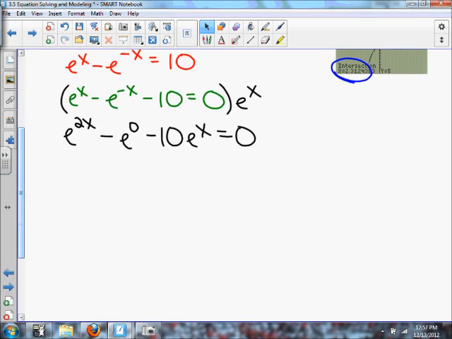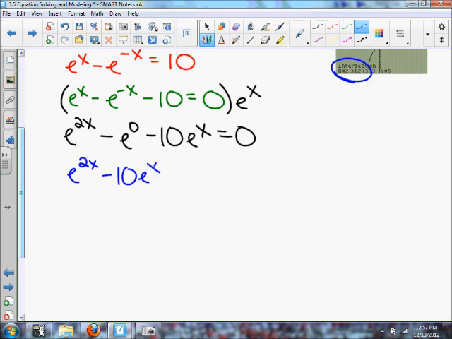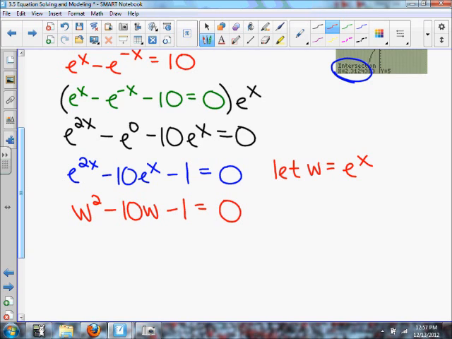All right, now, what I would do here, now, it may not look quadratic to you yet, but if we let w equal e to the x and simplify that in, we'll have w squared minus 10w minus 1 is equal to 0.